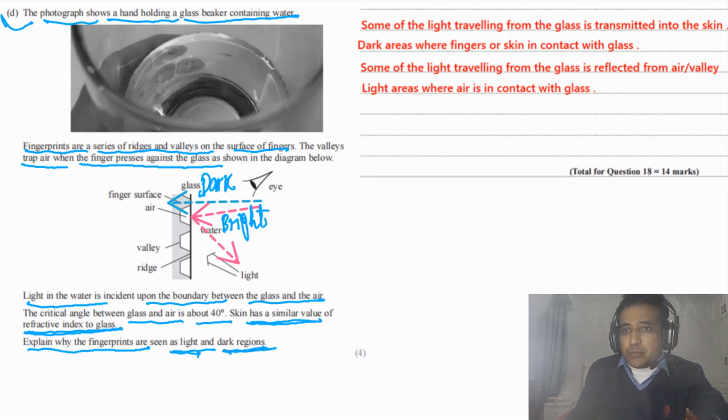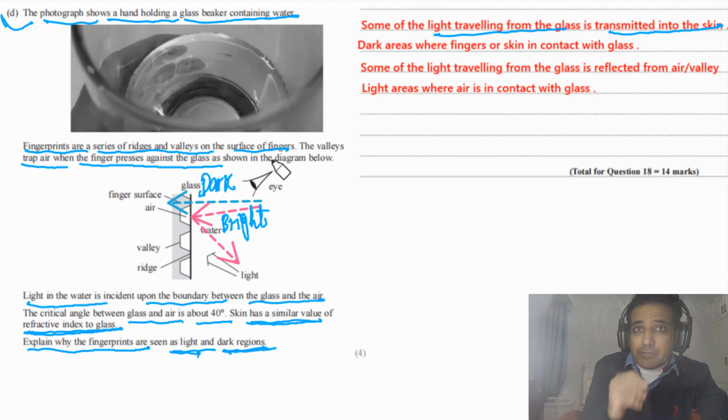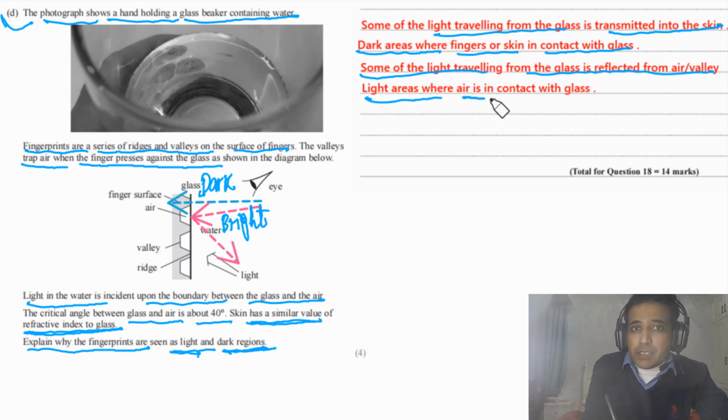So in the answer you can mention these points. You can say some of the light traveling from the glass is transmitted into the skin. I mean, it is transmitted because they have the same refractive index. So dark areas appear where the finger is in contact with glass. Some of the light traveling from the glass is reflected from air or from the belly. Light areas where air is in contact with glass.